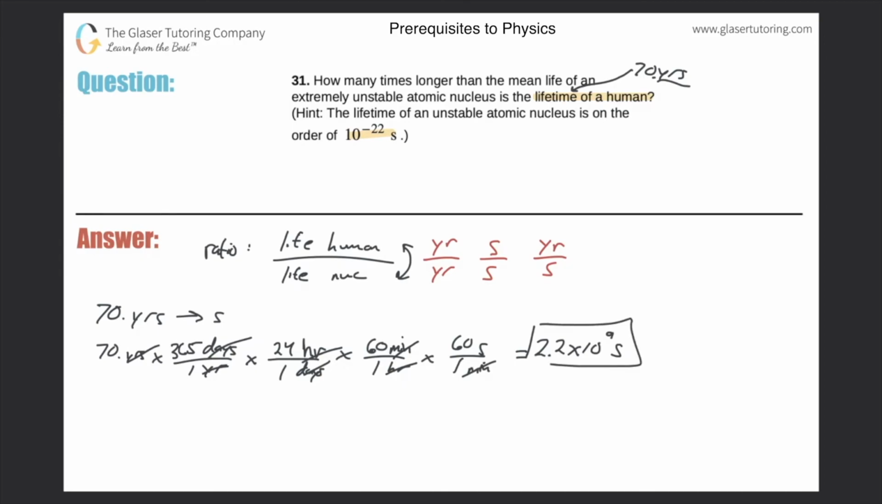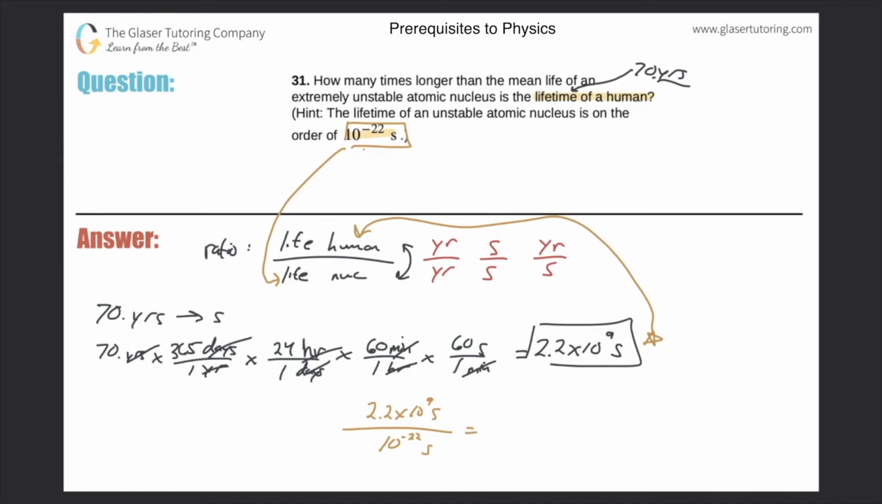Now, what we're going to do is take this value that we just found, and this is essentially the numerator value here in my ratio, the lifetime of a human in seconds. And they now gave me the lifetime of the atomic nucleus in seconds. So what I can do is plug that in for the denominator. I'm going to do that on the bottom of the page. So now we're going to take 2.2 times 10 to the 9 seconds divided by 10 raised to the negative 22 seconds.